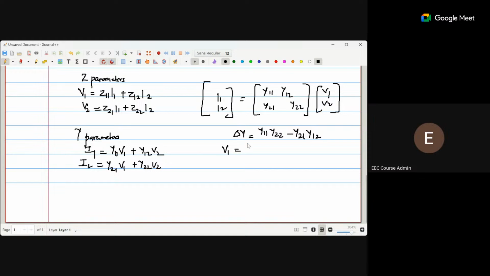So from this, V1 will be, if I replace the first column by this I1 I2 and then Y12 Y22, divided by delta Y. So V1 equal to I1 into Y22 by delta Y minus Y12 into I2 by delta Y.